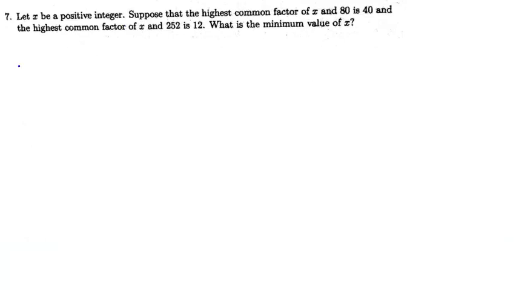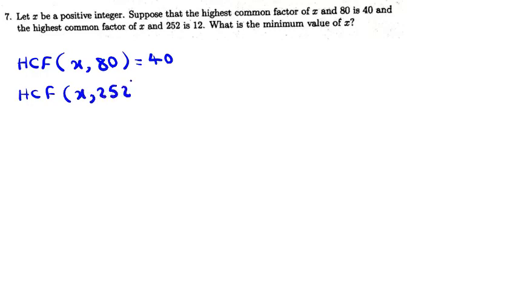Okay, for this problem, let's write HCF, highest common factor, or GCD. The HCF of x and 80 is 40 and the HCF of x and 252 is 12. So we should at first prime factorize these numbers. 80 is 5 times 16, 2 to the power of 4 times 5. 40 is 2 cubed times 5.